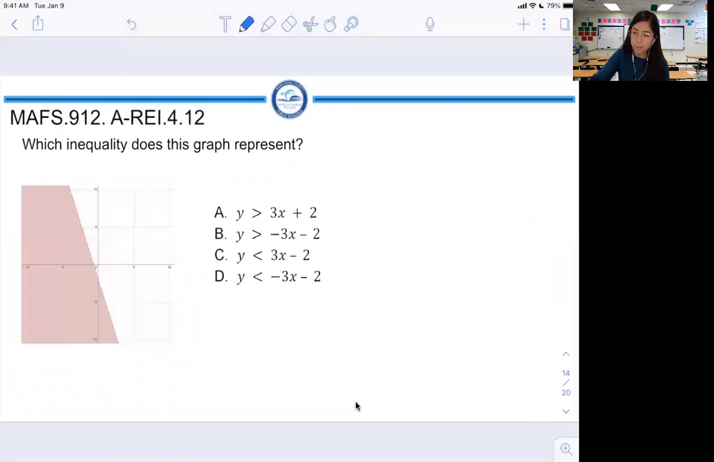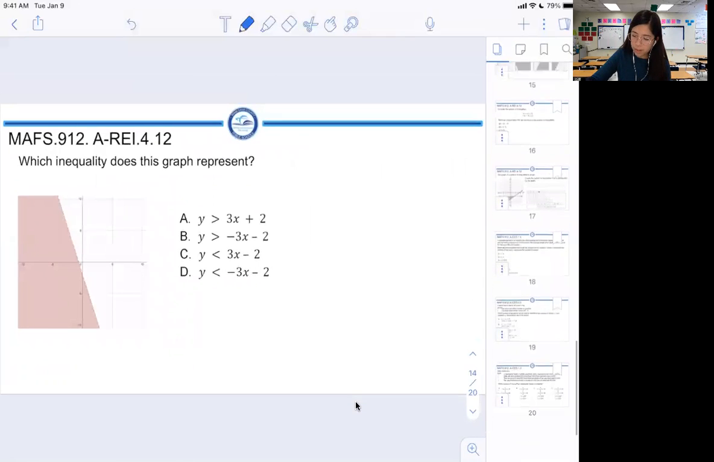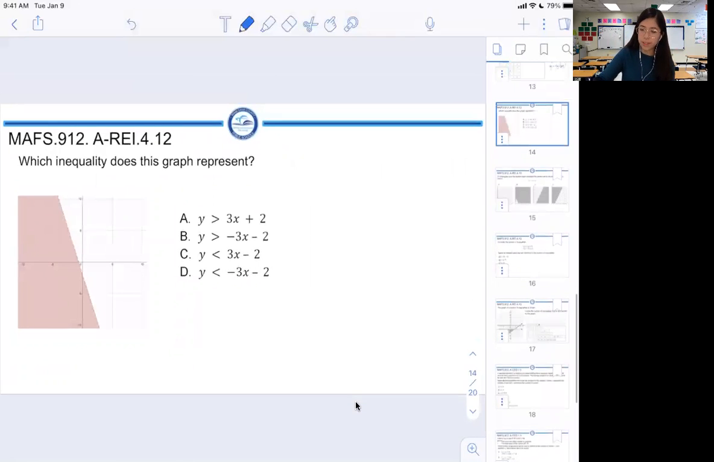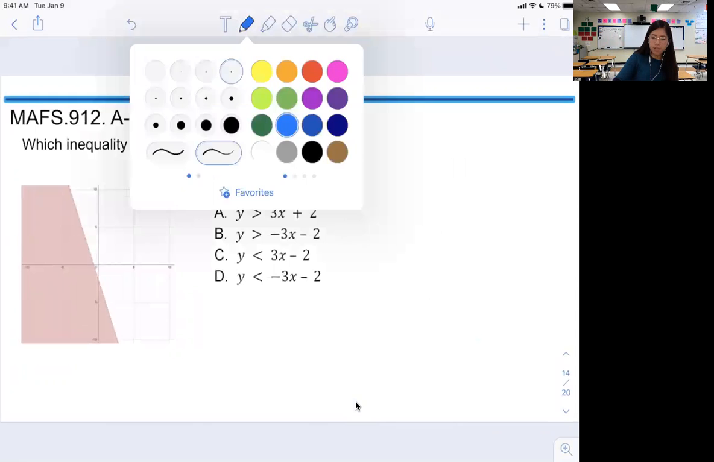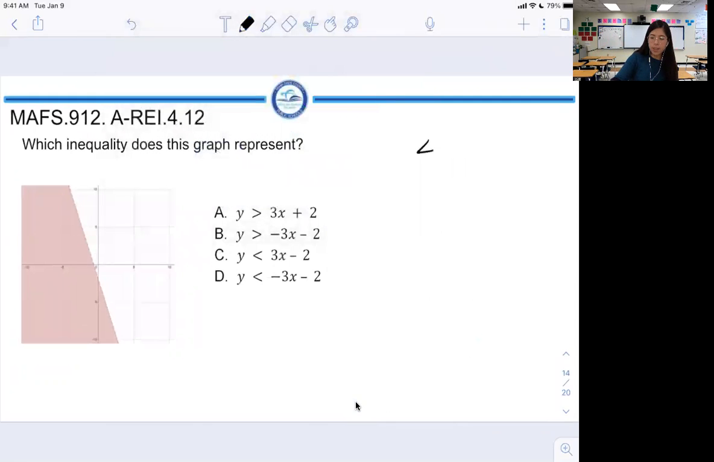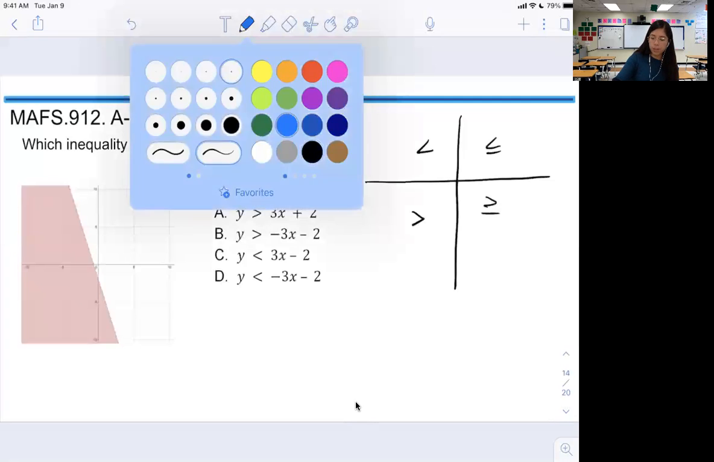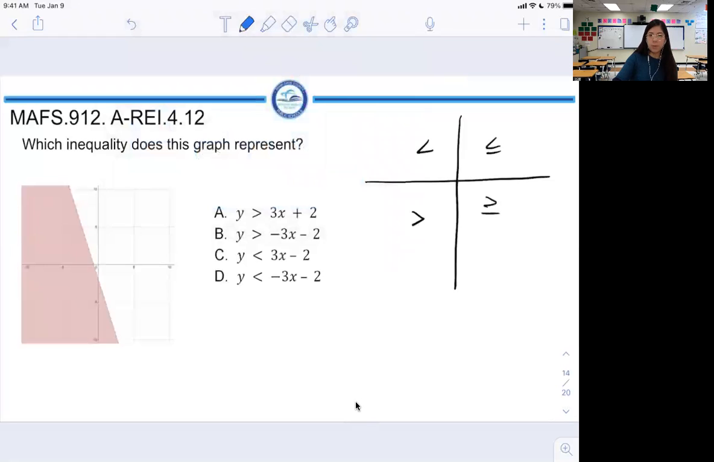Let's keep it going. How many more do we have? Let's see. Okay, 6 more. Let's do it. Now we're moving on to inequalities. So quick reminder for inequalities. We have less than or equal to, greater than or equal to, and each of those tell us what type of line and how to shade.